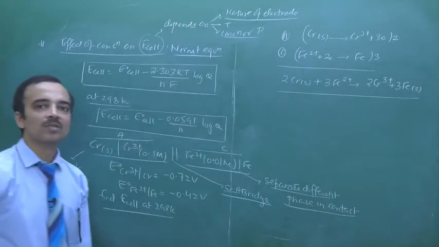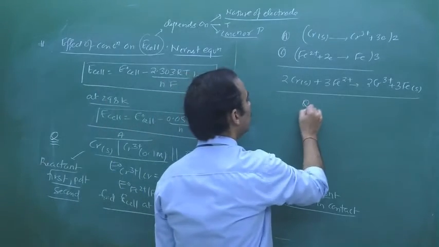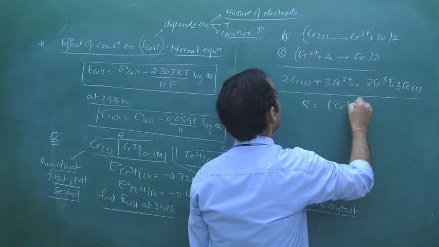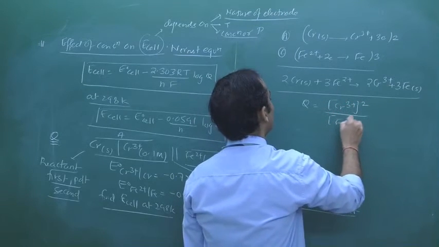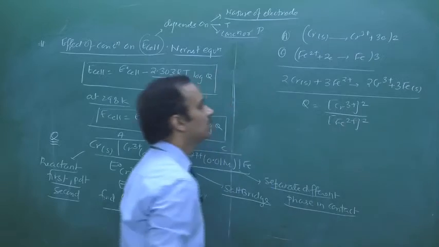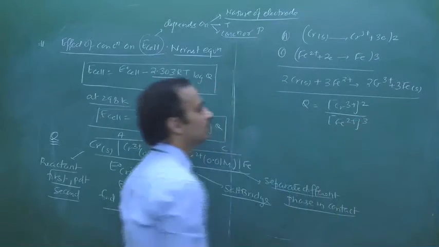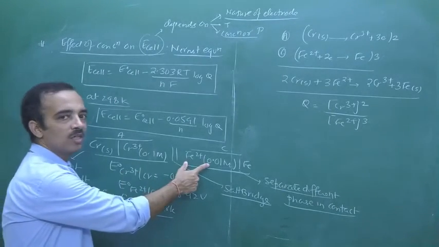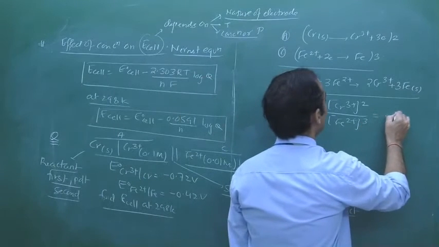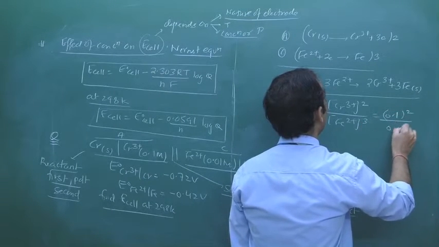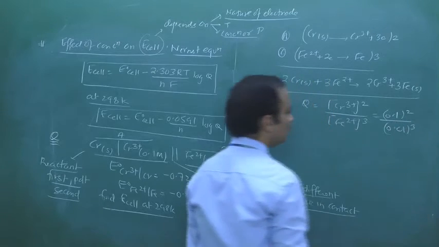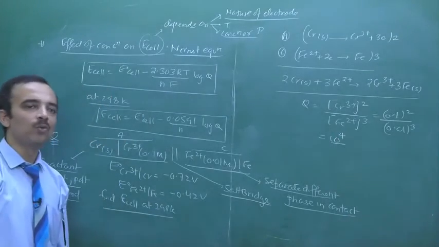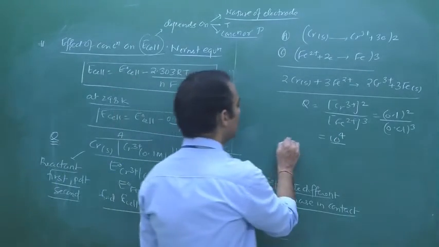Is it clear? Now let us write down its Q. It is [Cr3+]^2 [Fe2+]^3. Let us put concentrations here. Concentration of chromium is 0.1, and of Fe2+ it is 0.01. It is 0.1 raised to power 2, 0.01 raised to power 3. It comes out to be 10 to the power 4. Is it clear? Now, what is E naught cell?